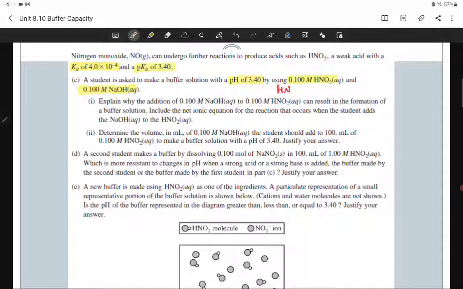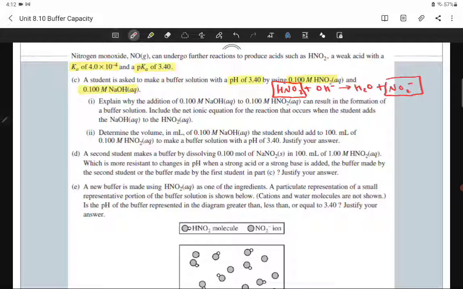HNO2 and sodium hydroxide make H2O, which doesn't help out our buffer, but it also makes NO2 minus. So if we have HNO2 left over and we make NO2 minus, we have a perfect buffer. And it says determine the volume that you would need to make this buffer.